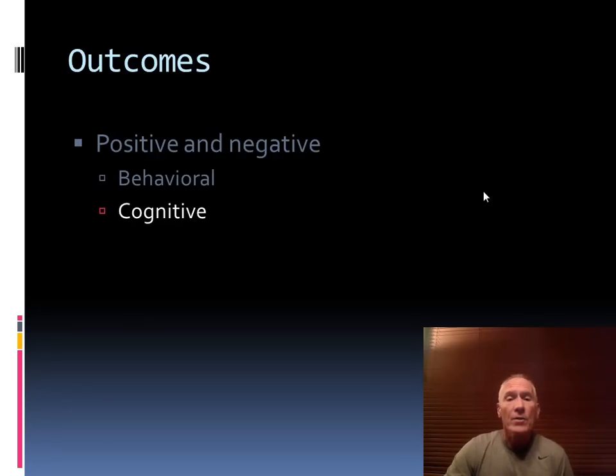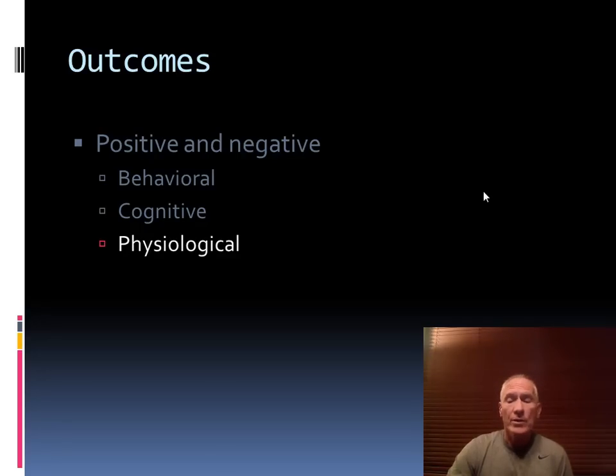Cognitive, we view our world and we think about it, and we make decisions about it. And of course, our cognitive processes may be accurate, and to the extent that they're accurate, they're more likely to produce positive outcomes. And to the extent that they're inaccurate, they're more likely to create negative outcomes.